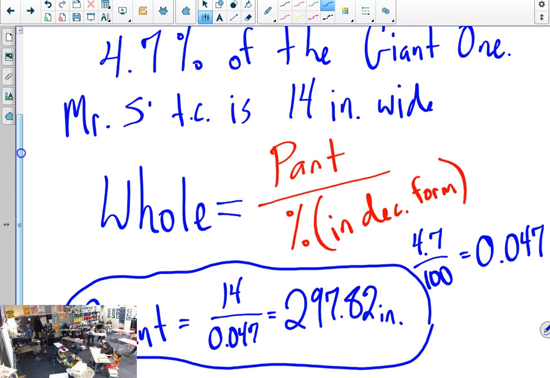So whether or not you use that method, I'll show again the other method with the proportion. It's not as clean, it's not as easy, but it does the exact same thing.